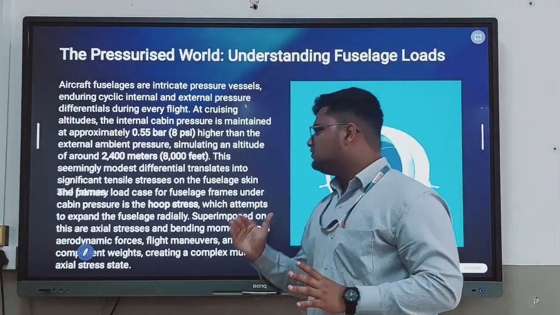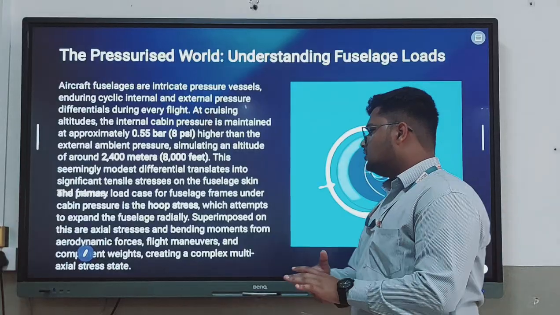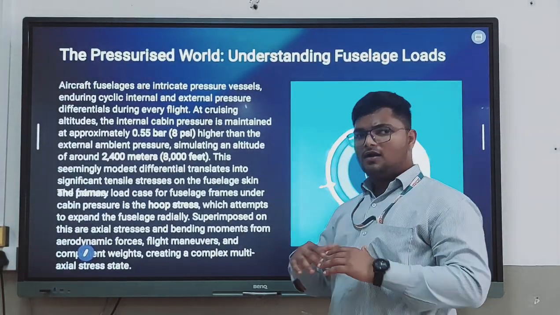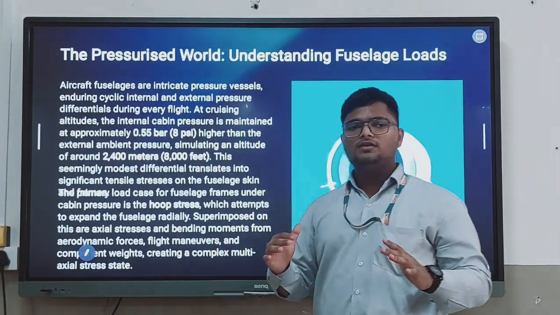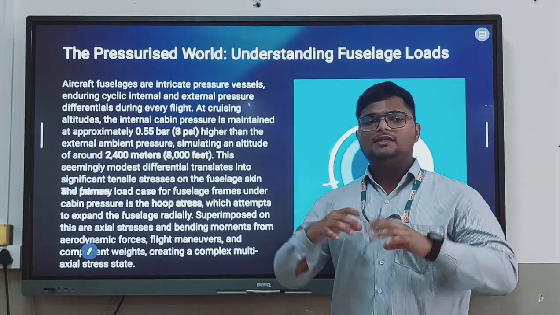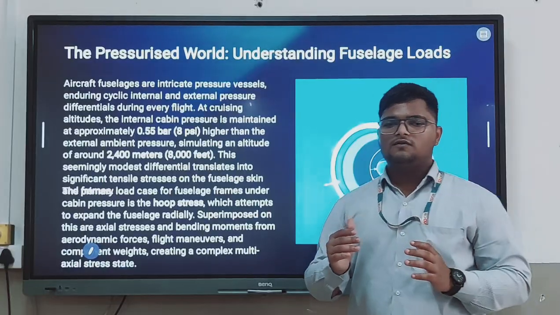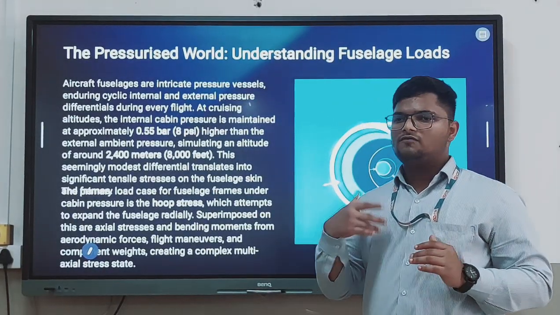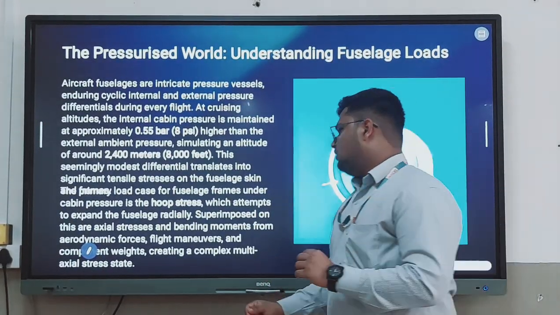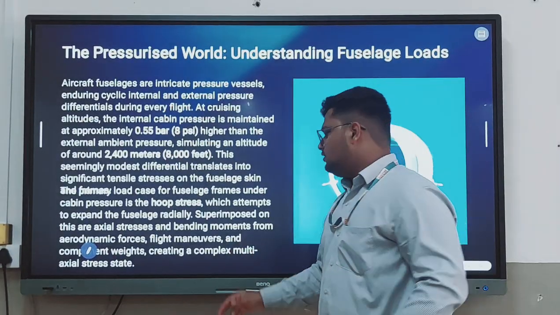The load case for fuselage frames and the cabin pressure is the hoop stress, which attempts to expand the fuselage, but also we need the fuselage to be intact, so that while traveling in an aircraft we will not feel any discomfort, and we will travel comfortably.